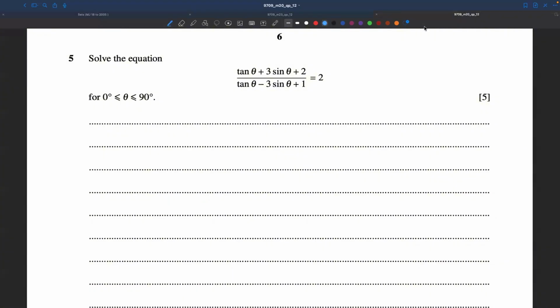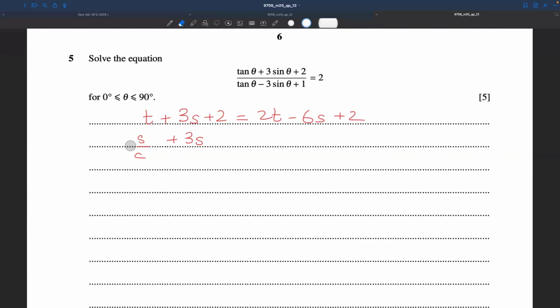Okay, in question number 5, we have to solve the equation (tan plus 3 sine plus 2) upon (tan minus 3 sine plus 1) equals 2. So the first step you can do is simply cross multiply. Let's start cross multiplying. We'll get tan plus 3 sine plus 2 is equal to 2 times tan, which is 2 tan, minus 6 sine plus 2. Now in place of tan, I can write sine upon cos.